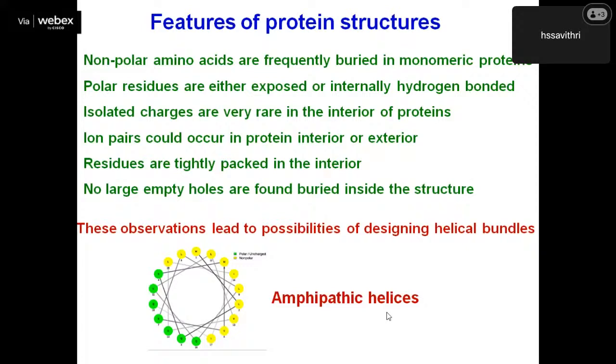And inside should be very tightly packed. There should not be holes inside the protein. When you wind our bead chain, there should not be a hole inside. You don't wind it around a hollow sphere, for example. You take a hollow sphere and wind your beads around that sphere. That will not be a stable structure. So there should not be large holes.